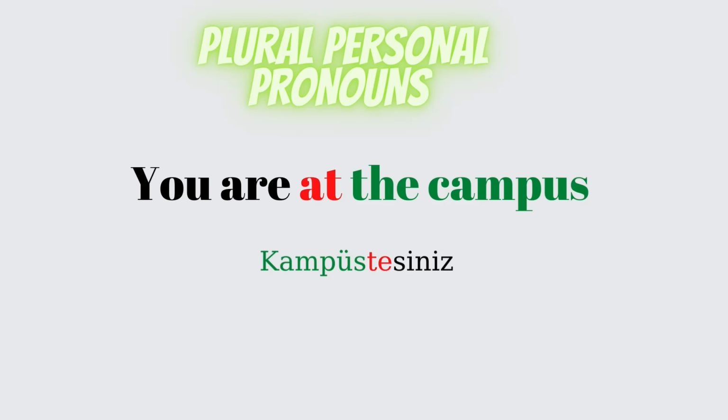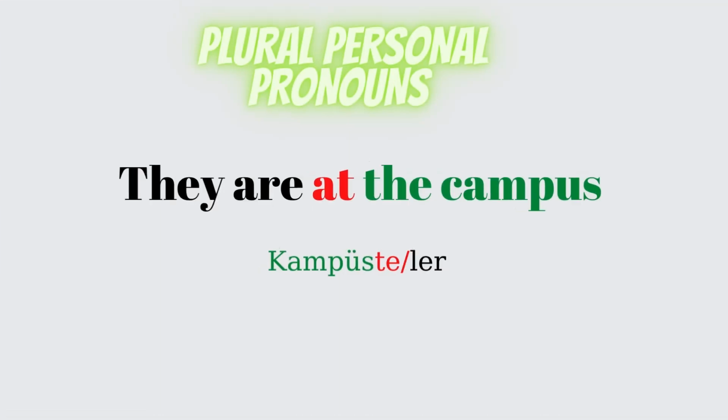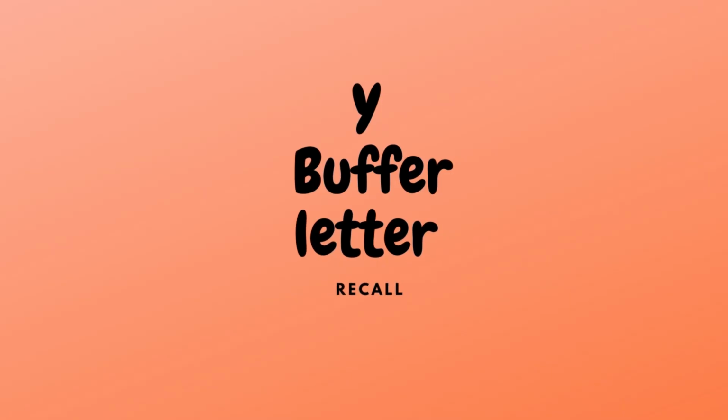And also I wanted to mention that Turkish is the same as Spanish. You don't have to add the personal pronoun in order to form your sentence. So you're going to say kampüsteyim, kampüstesin, kampüste, kampüsteyiz, kampüstesiniz. Now we jump to they are at the campus. So kampüste or kampüsteler.